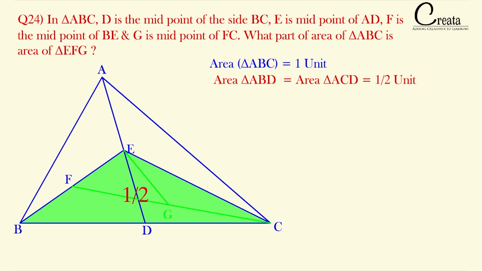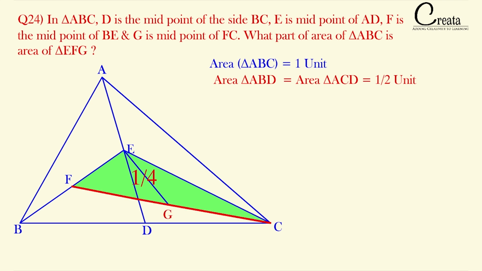Moving further, this triangle is also composed of these two triangles. F is the midpoint of BE, so the ratio of BF to FE will be 1:1. So we got the ratio of the areas of both of these triangles as 1:1. And just now we have calculated the area of this complete triangle as half unit. So we got the area of both of these triangles as 1/4 and 1/4 unit. Got it?